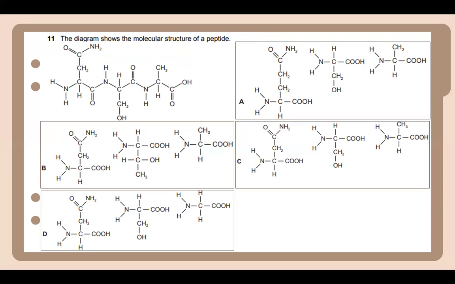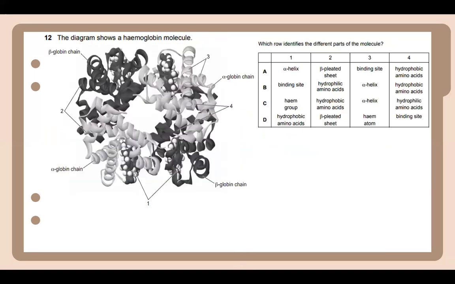The diagram shows the molecular structures of a peptide. The answer is C. The diagram shows a hemoglobin molecule. Which row identifies the different parts of the molecule? The answer is B.